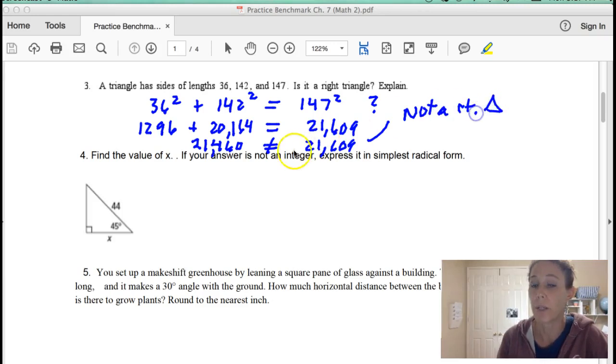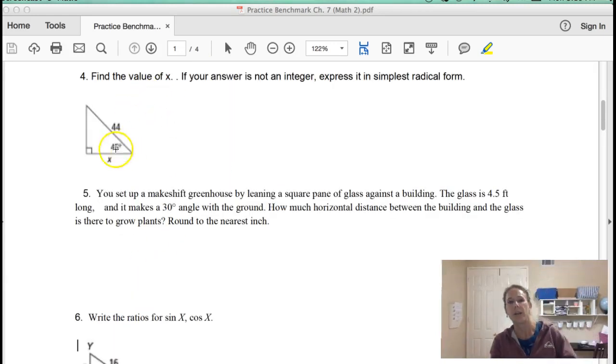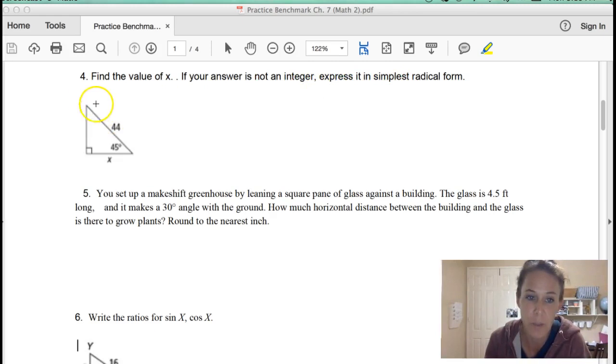So if I ask you to explain this on the test, you're going to explain it and say, these do not fall into the Pythagorean theorem. This is not a right triangle, and you can show exactly what I've shown here. Okay, number 4 asks you to find the value of x. If your answer is not an integer, put it in simplest radical form.